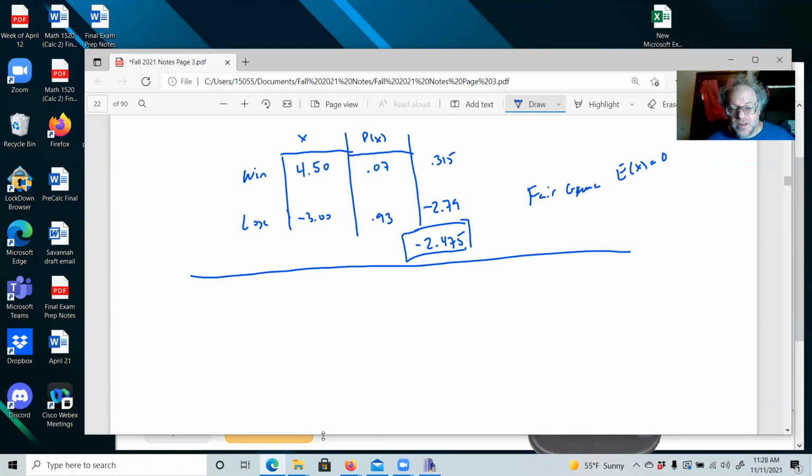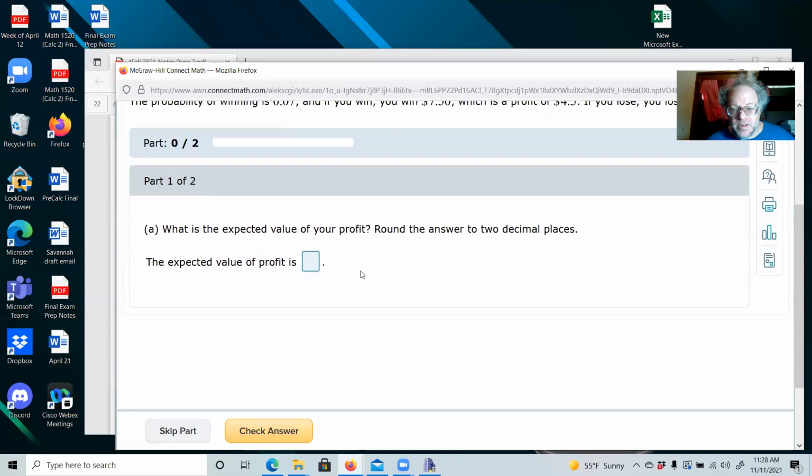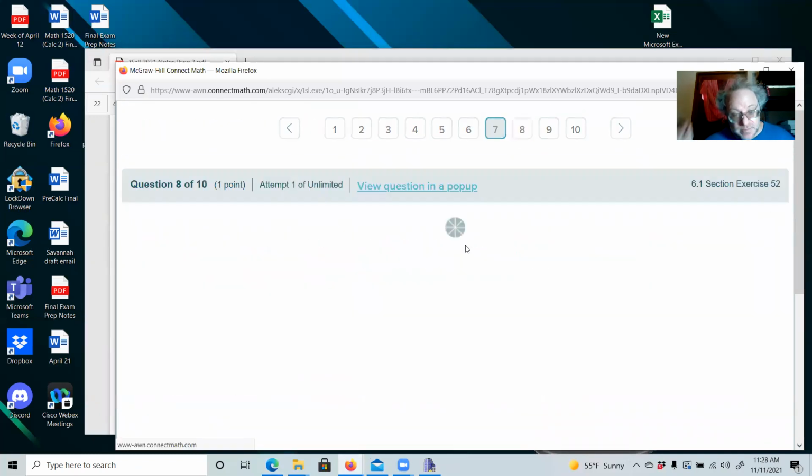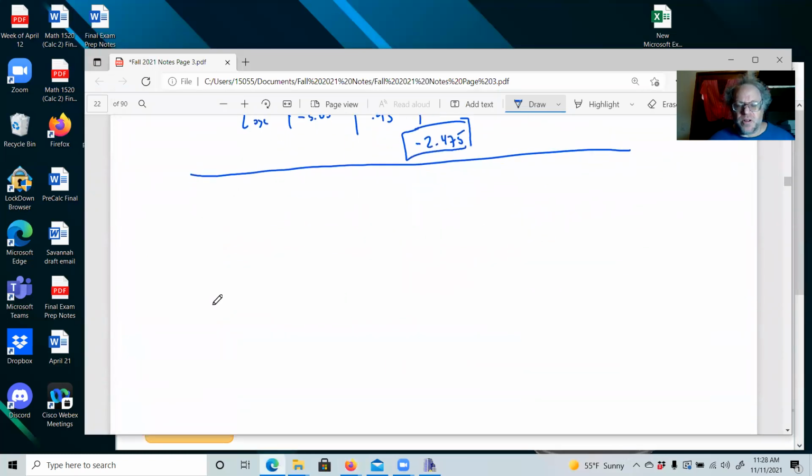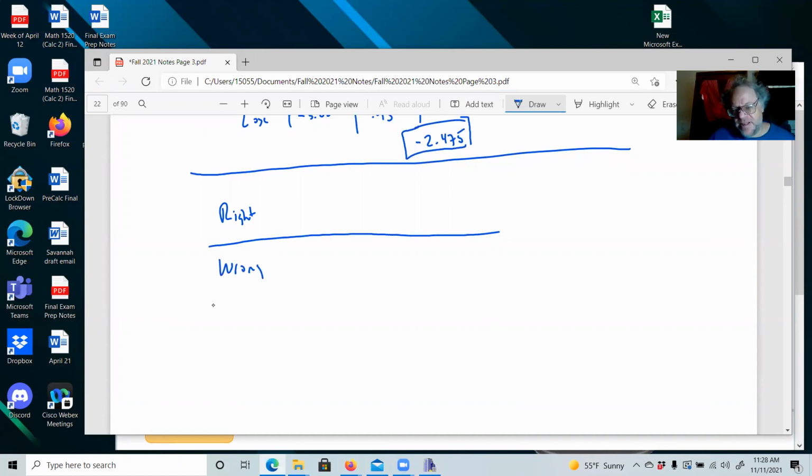All right. So let's see, we'll probably need to do at least one more. So this one, standardized test. You're trying to answer a multiple choice question on a standardized test. There are 5 choices. If you get the problem right, you get 1 point. If you get it wrong, you lose half a point. Assume you have no idea, so you pick them at random. So throw a dart. All right, so we have 2 events, right? We're going to assume that skipping it is getting the wrong answer.